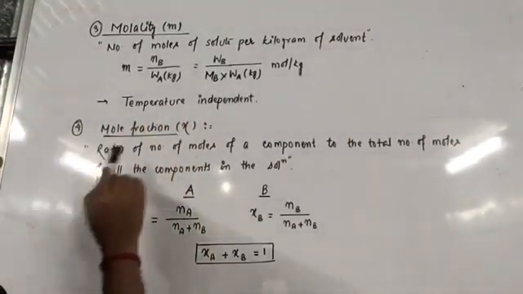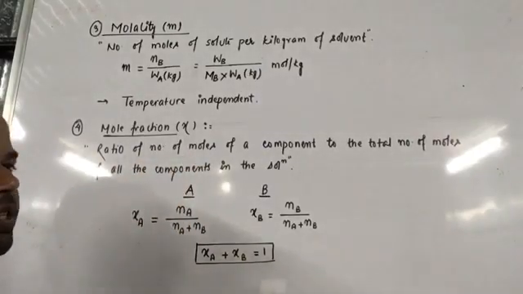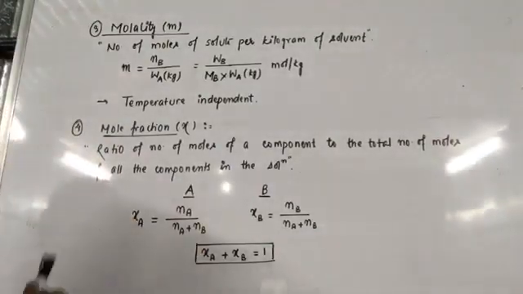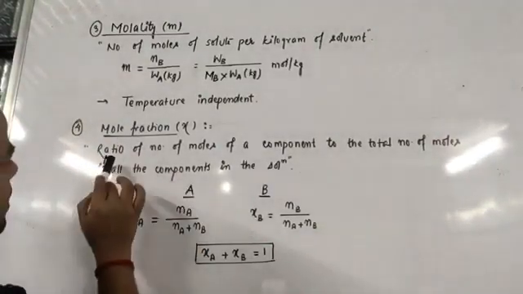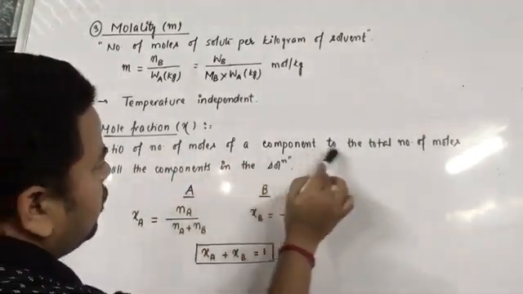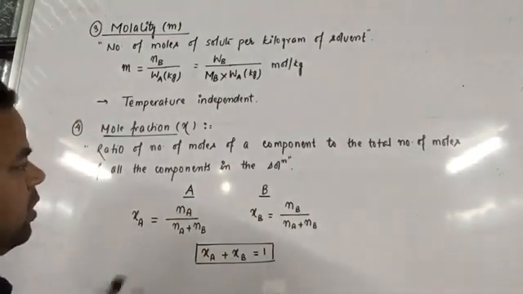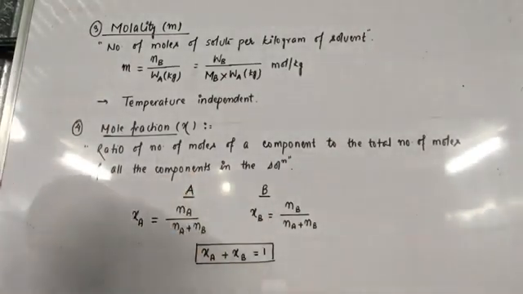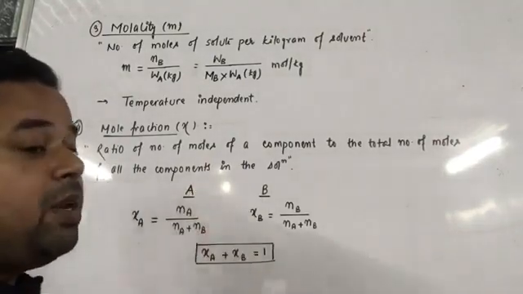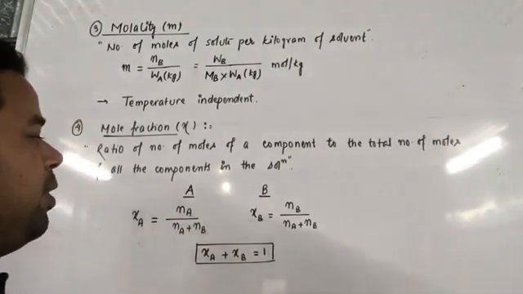Now, the fourth concentration term is mole fraction, represented by the Greek letter chi, but we can even call it small x. It's okay. Now, what is mole fraction? It's a ratio of number of moles of a component to the total number of moles of all the components in the solution. So, let us consider a solution of two components, component A and B. Please don't get confused that these are solute and solvent. These are simply component A and component B.